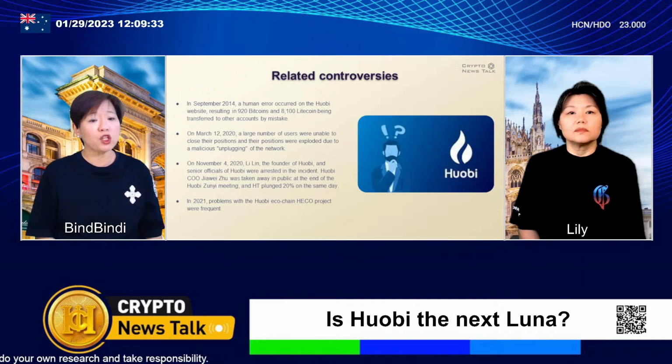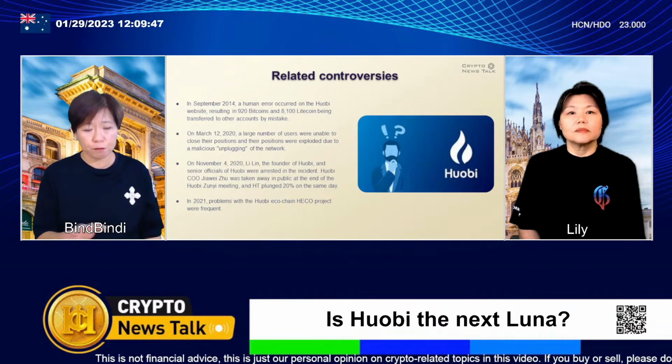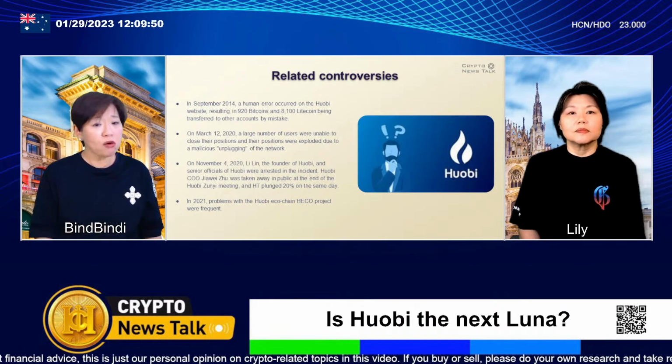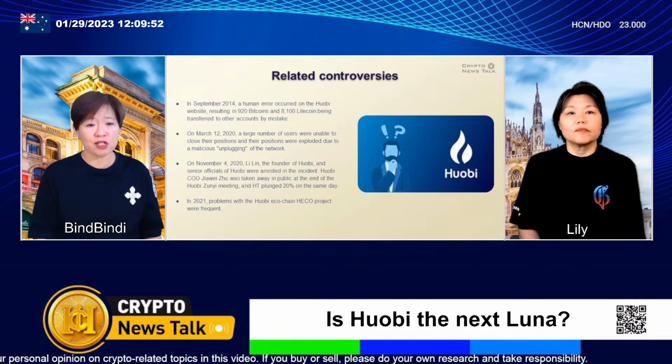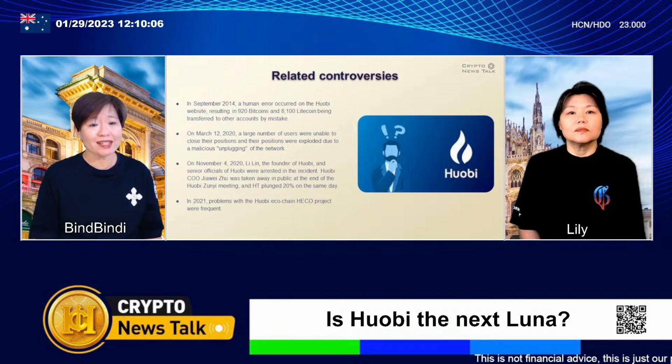Then, of course, in 2020, Li Lin, if you recall, was the founder of Huobi and a senior official of Huobi as well. He was arrested in an incident. After that, senior officials, the CCO, COO, CTO, were all arrested. This caused the Huobi token HT to plunge 20% on the same day, in November 2020. And on the 26th of November 2020, the CTO was arrested.